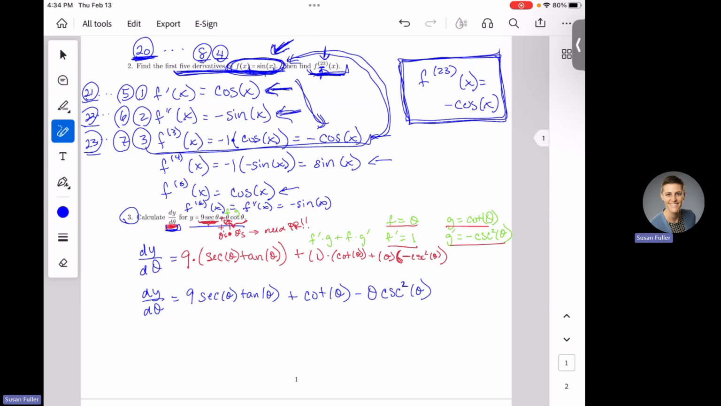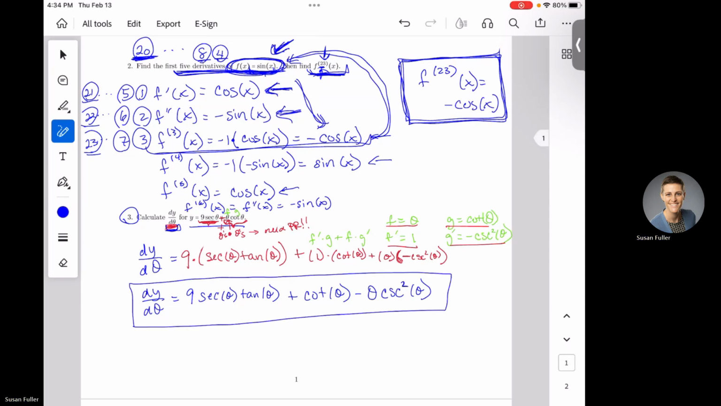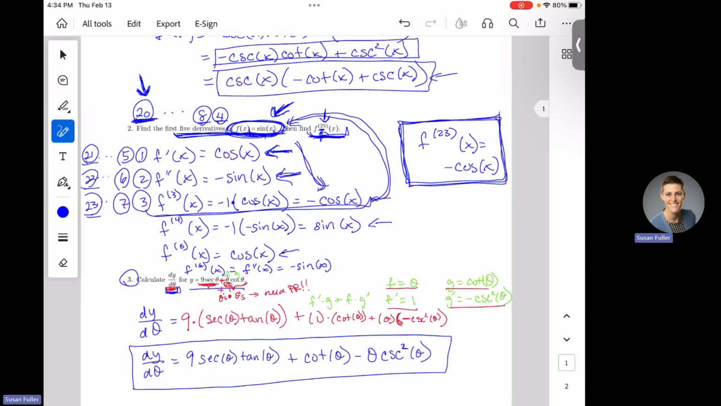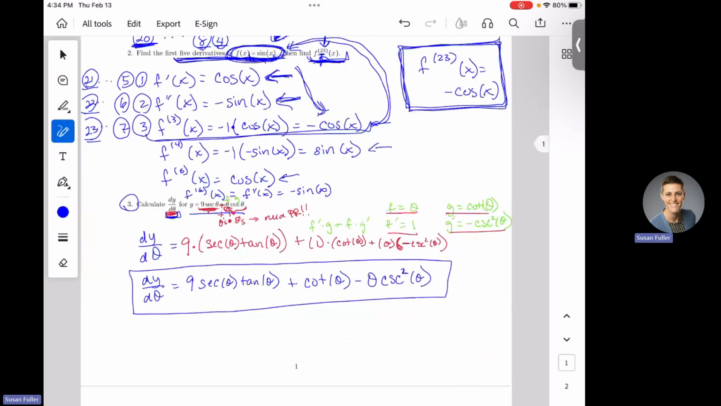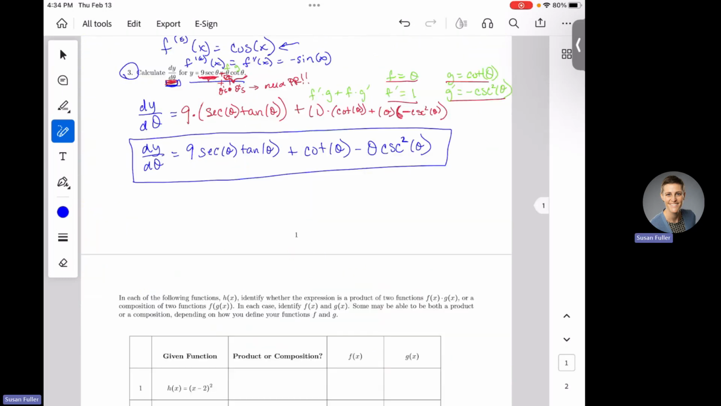And I don't have any like terms. There's really nothing I can do. That is my derivative, beautiful as it is. All right, so this was just helping you practice doing your rules with trig functions in them. So hopefully that'll help you with your homework.